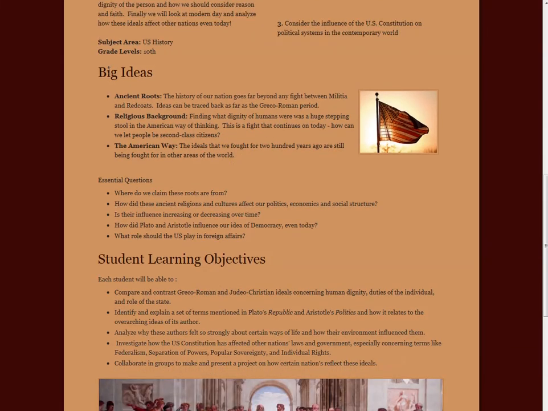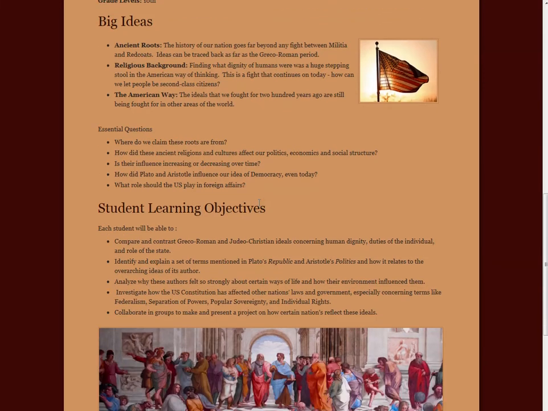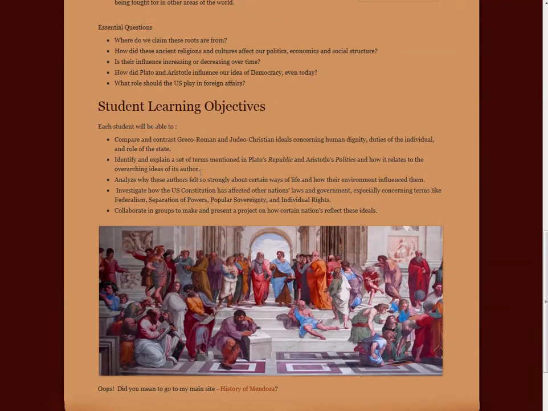Also underneath the title of the big ideas, I have the essential questions, which are questions that I'm hoping will remain in the students' minds throughout the unit, which are: where do we claim these roots are from? Are their influences increasing or decreasing? And what role should the U.S. play in foreign affairs?